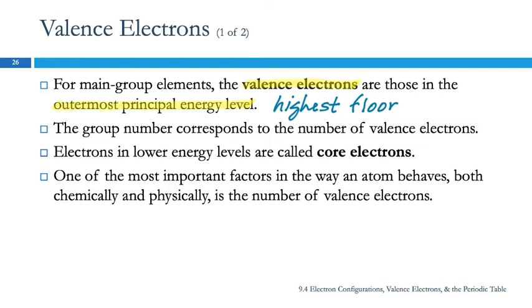So a tornado comes and just takes off the top of the hotel, and it gets the top floor with people on it, right? They get taken away. Those are the valence electrons. Everybody lower is going to be safe, and those are the core electrons, okay? So the core electrons are those in the lower floors, the lower energy levels.